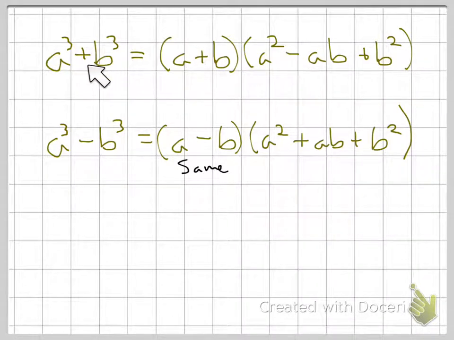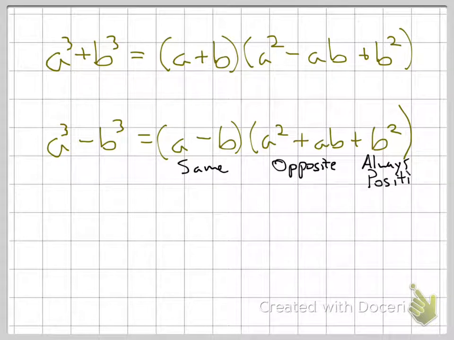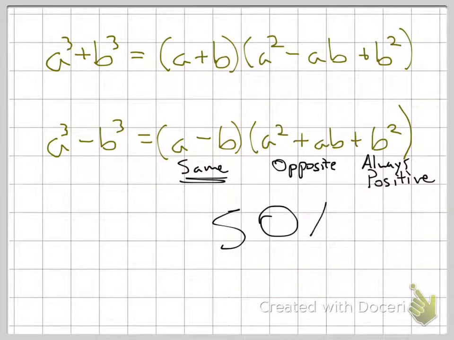This one, when it started as positive, became negative. This one, when it started as negative, became positive. So it was the opposite. Then the last one, it was always positive. So it would be nice if we had a way to remember this. Not so much of when it started out as positive or negative, but if we could remember when we had the same, the opposite, or the sign was always positive.